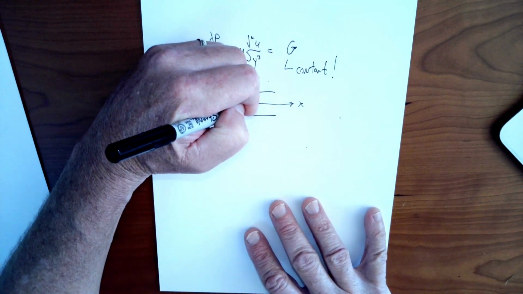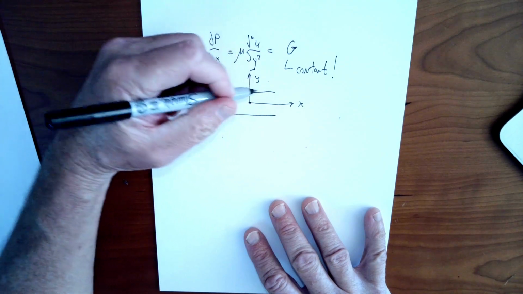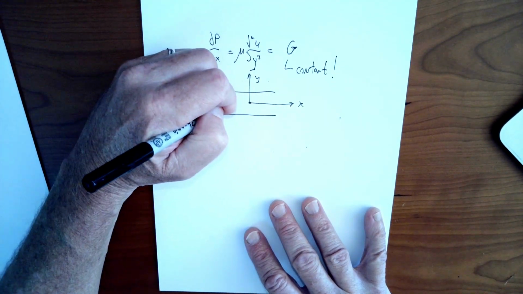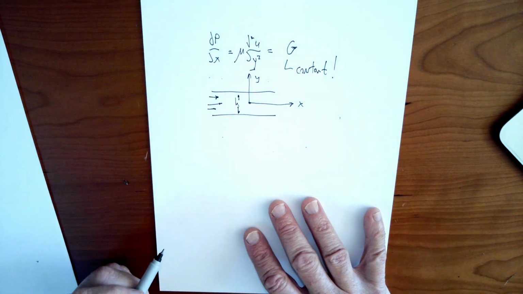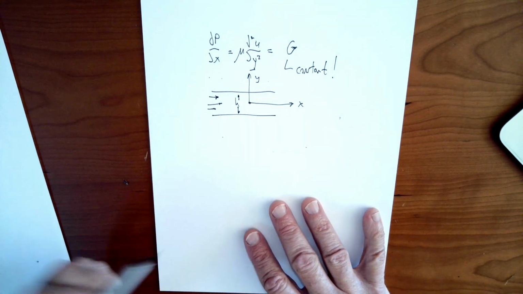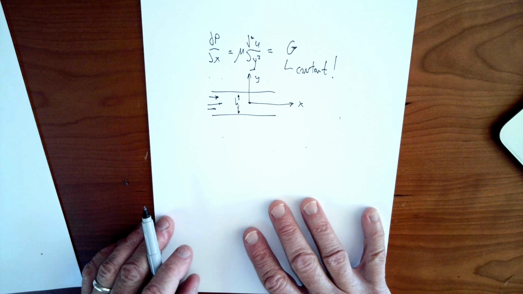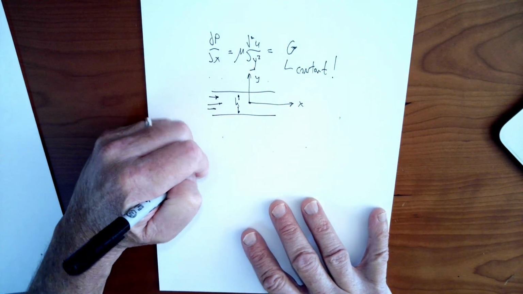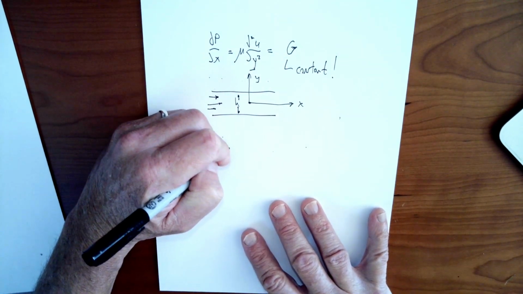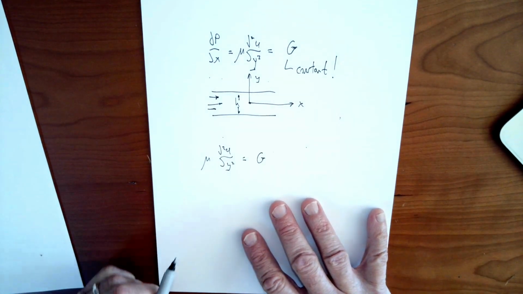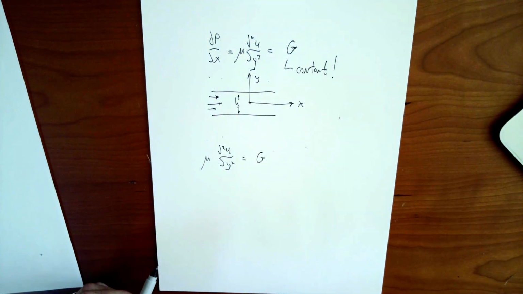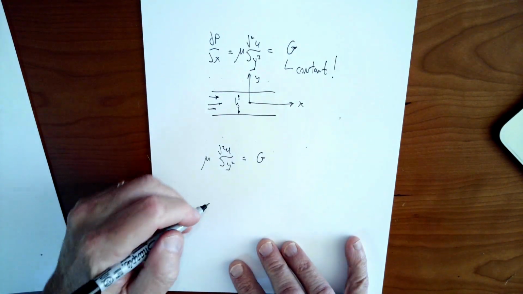And y equals 0 is right in the center of the channel, and h over 2 is the top of the channel. And minus h over 2 would be the bottom of the channel in the y direction. So we're going to go ahead and solve this for the velocity. I'm going to say mu d squared u dy squared is equal to some constant, which I'm calling g. All right, I can easily integrate that.